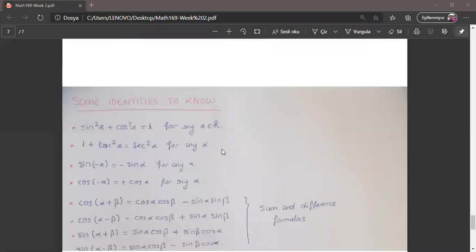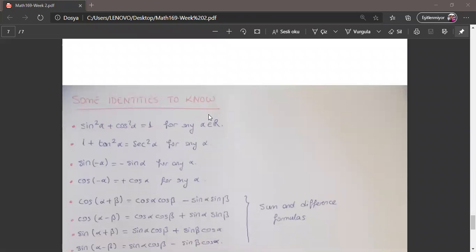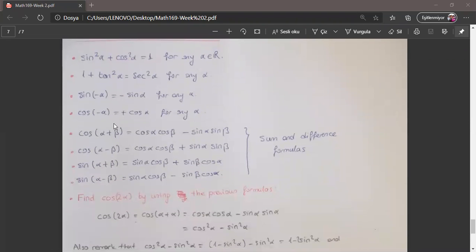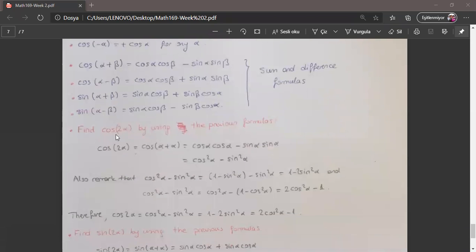Before finishing this class, you need to know some identities because we will use them to compute the derivatives, also limits. So you should know them. I'll just explain these ones. Half angle identity. You should know already these 4 ones. Sum and difference formulas, they are called sum and difference formulas.